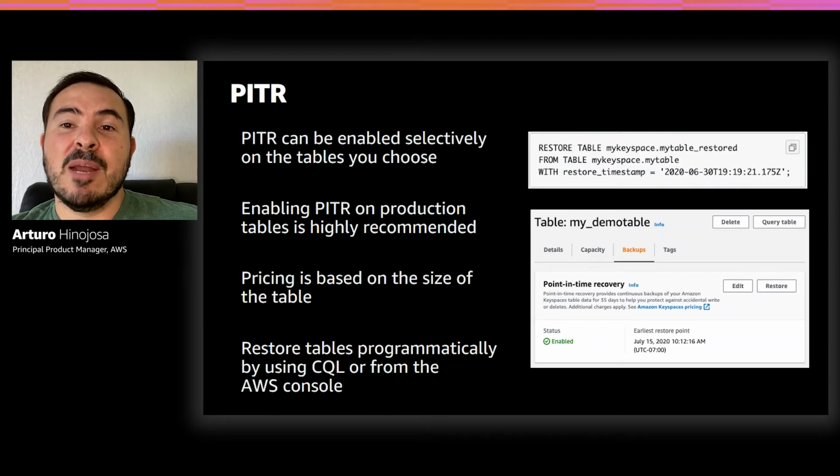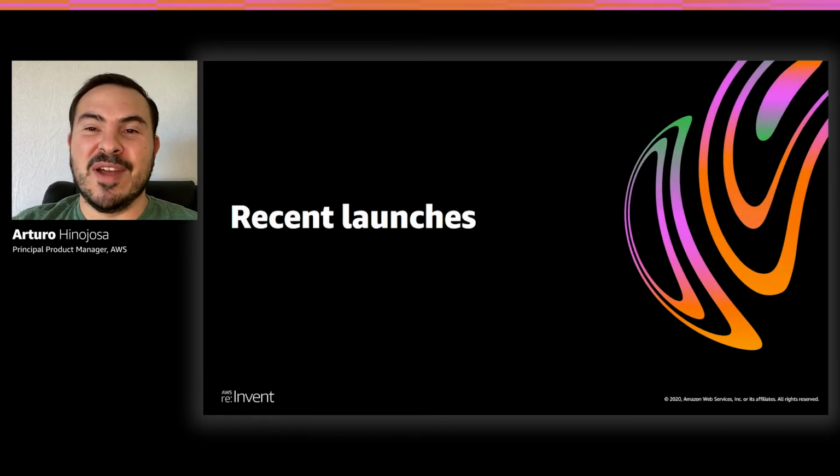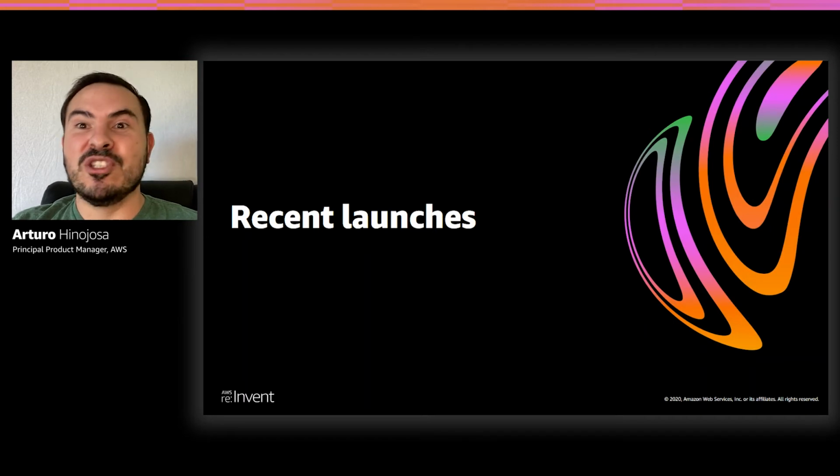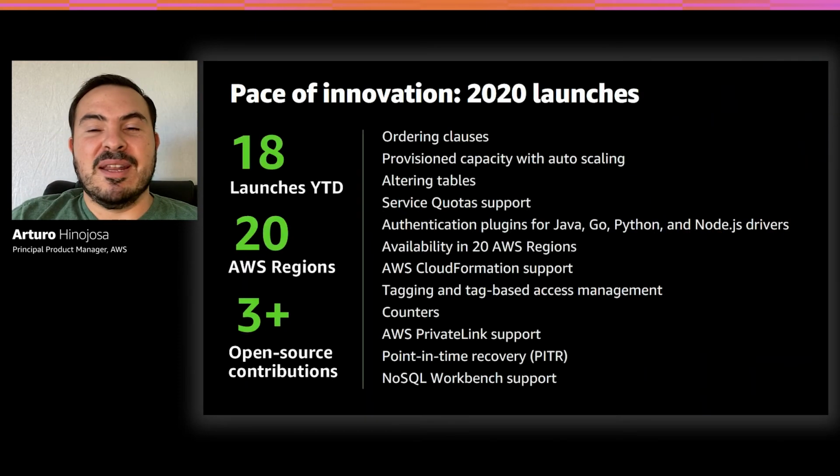Now, let's talk a little bit about all the stuff we launched this last year, right? Because I know we launched so much stuff, it's kind of hard to keep up. So we always like to quickly provide customers a recap of all the stuff that we launched over the last re:Invent, basically. The team has been working fast and furious. So we have a little over 18 launches now year to date. We've deployed Keyspaces in 20 AWS regions, including the 2 most recent AWS regions in China, which is pretty cool.